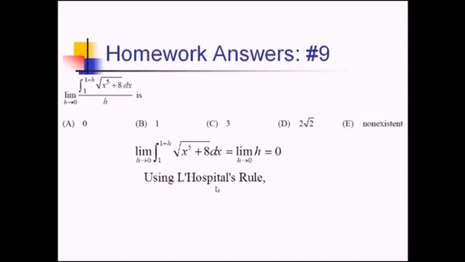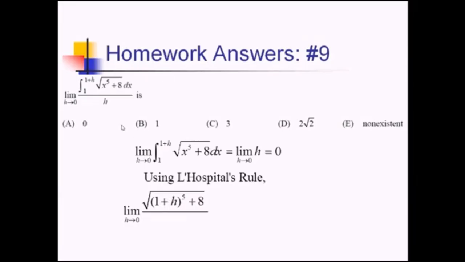So I'm just going to take the derivatives of the numerator and denominator. Taking the derivative of the numerator, so setting up my limit as h approaches 0, my two derivatives here. Well, since I'm taking the derivative of an integral with a variable in the upper limit here, I can essentially just replace the x here, the dummy variable, with this upper limit. So I've got the square root of parentheses 1 plus h to the 5th plus 8. And I would multiply by the derivative of 1 plus h, but the derivative of this little expression here is just 1, so there isn't really anything to multiply by.